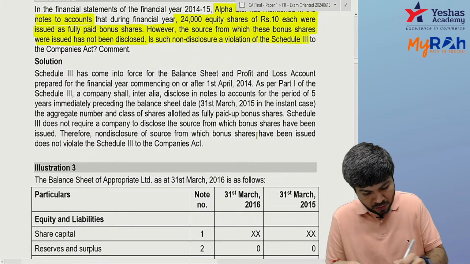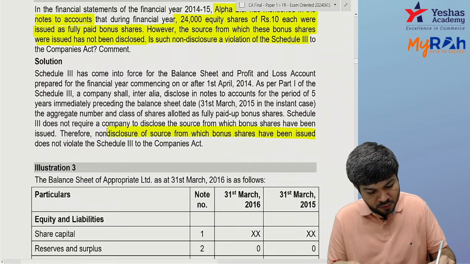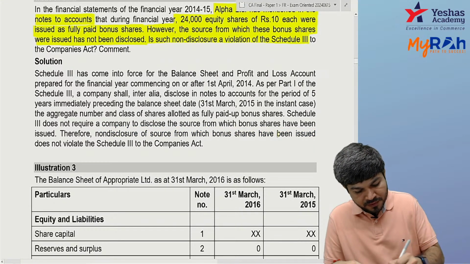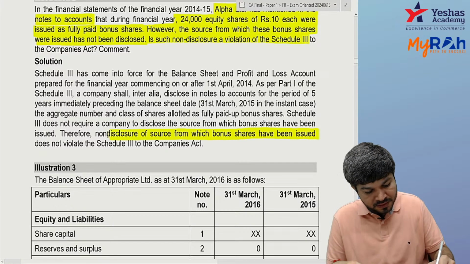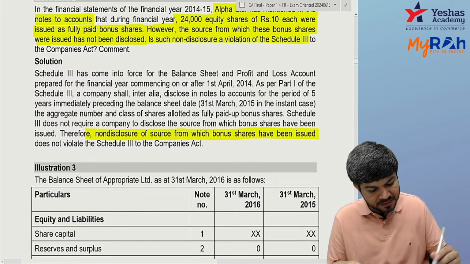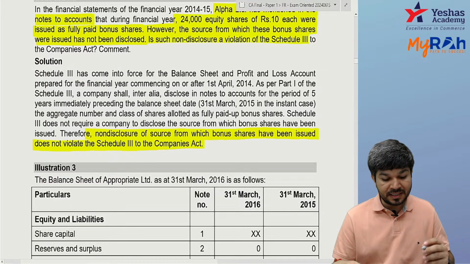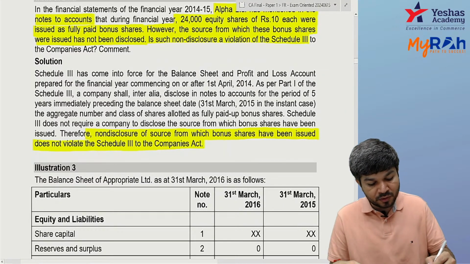The non-disclosure of the source from which the bonus issue has been made is not violating Schedule 3. Schedule 3 does not require the disclosure of source.